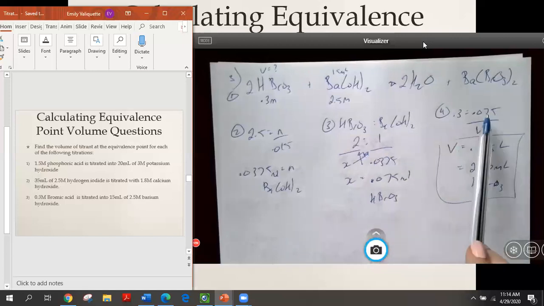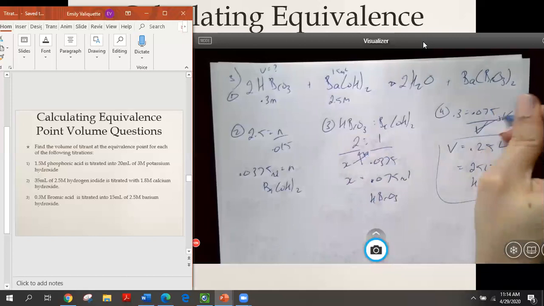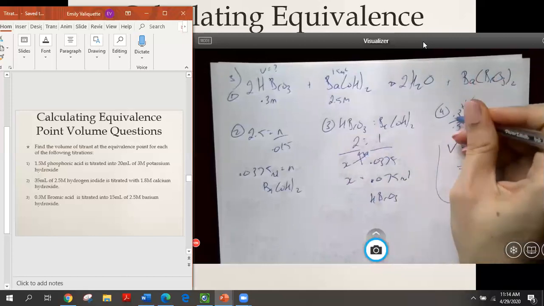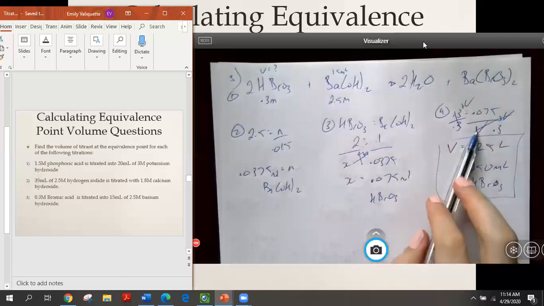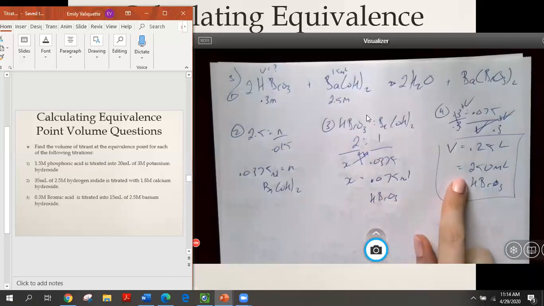acid. Then we go back to C equals N over V to solve for V. Of course, don't forget, you've got to move the V to the other side and then divide by the 0.3. So you end up with 0.075 divided by 0.3, which is 0.25 liters or 250 milliliters. By the way, for all of these problems, I would always recommend converting your volume into milliliters, as on the unit test, you're definitely going to have to be able to do that, and the quizzes.